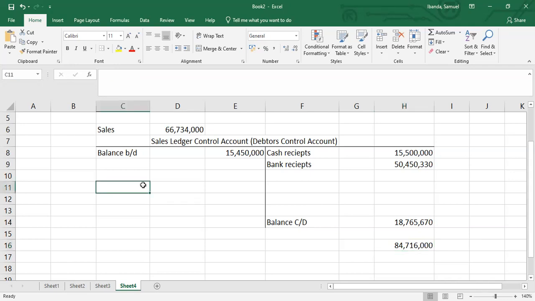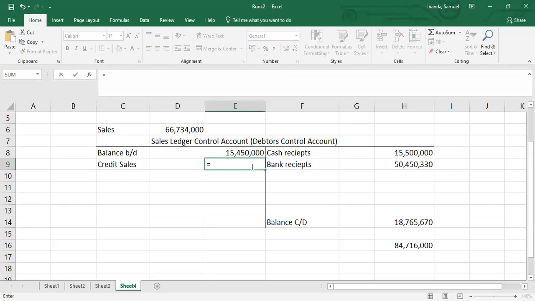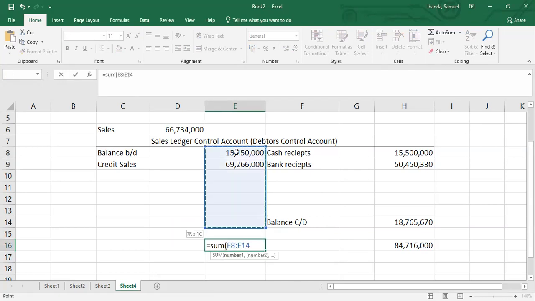Now, if you are to understand how a debtors control account works, we cannot miss something called the credit sales that increase your debtors control account, okay? In this case, since they have not given us the credit sales, the difference that we get between the two sides is what we are going to take as our credit sales. So the difference between this side and this side is basically our credit sales, which is our balancing figure. So it is basically 69. Now, once we have this, our total here will balance. We shall have the same total on the other side, okay?